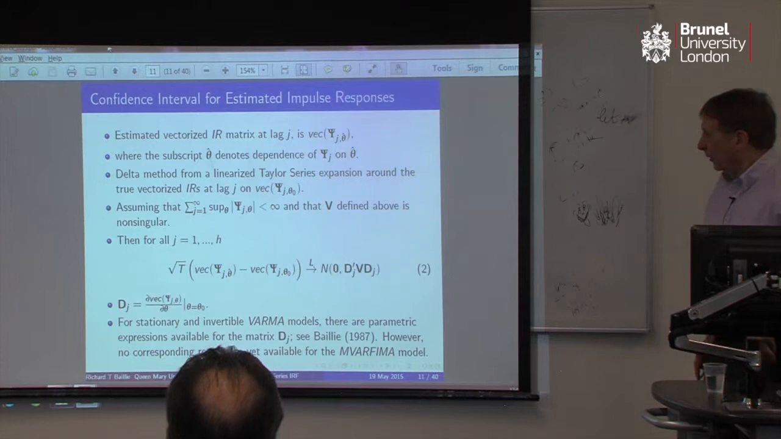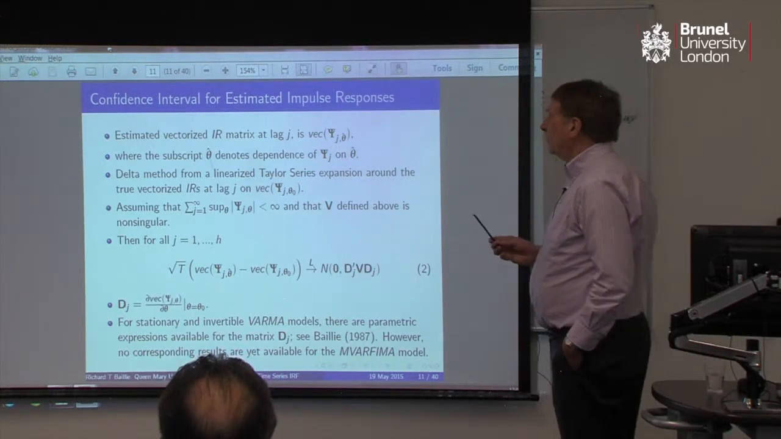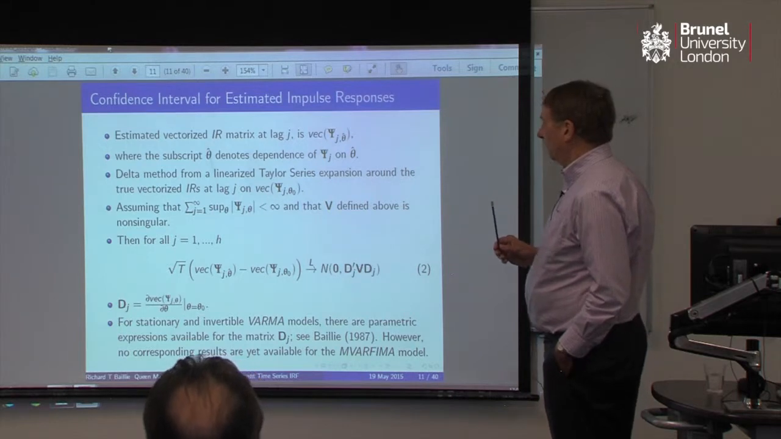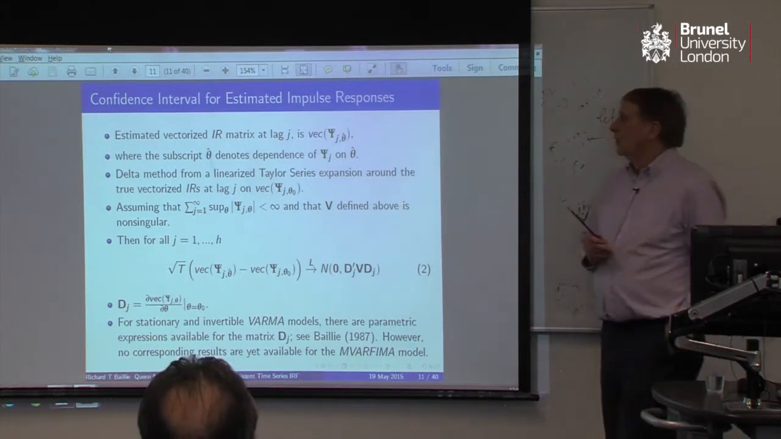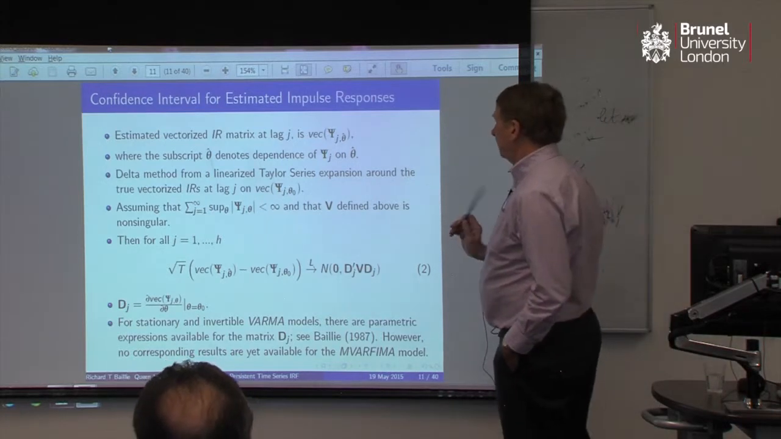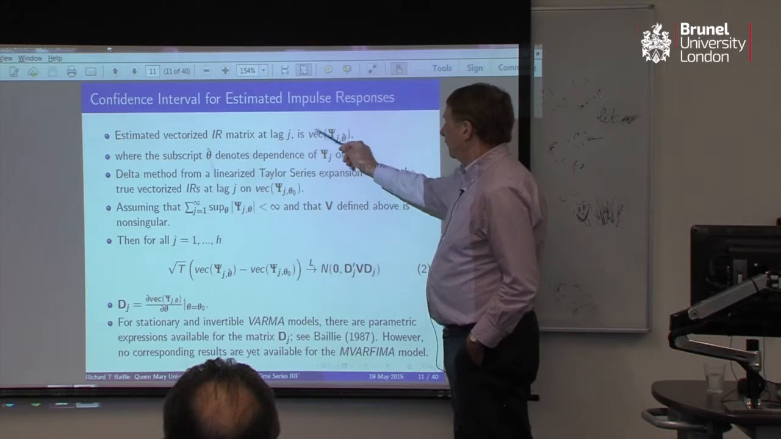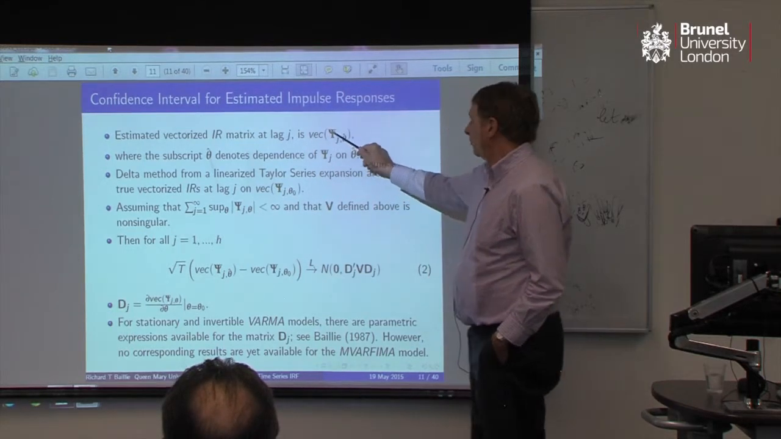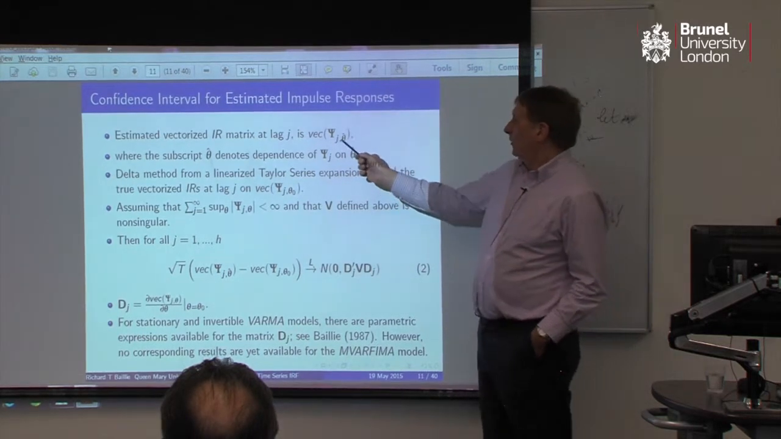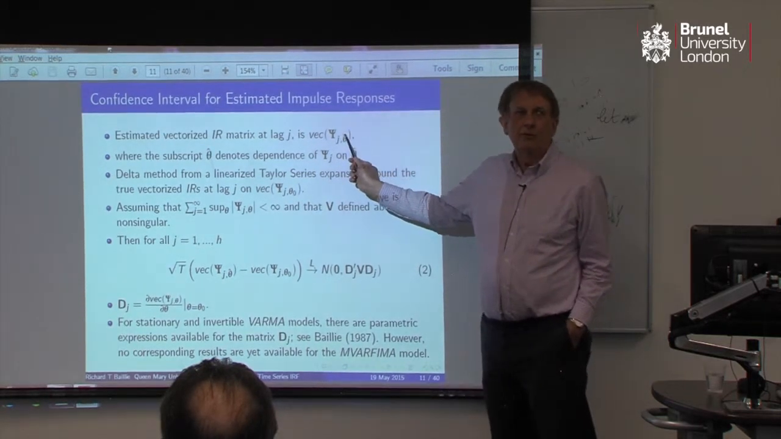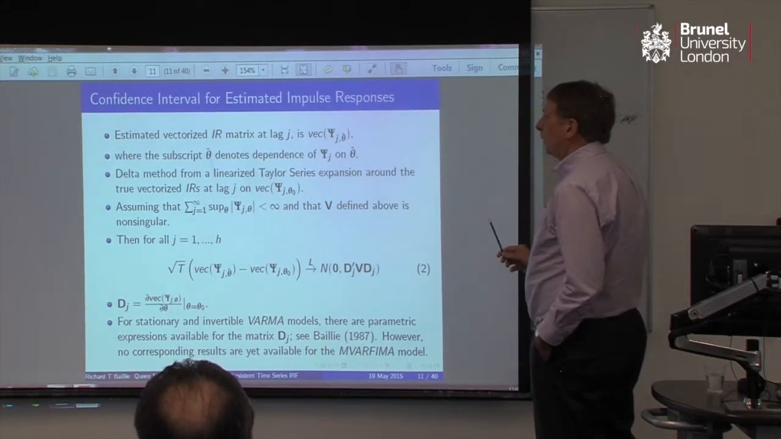And how do you then generate the impulse response weights? Well, you can invert the model to get the estimates of the impulse response matrices. So in this notation, the vec of this is going to be a vectorized impulse response matrix at lag j, and this is based upon parameter estimates theta hat, which would be MLEs of the system.